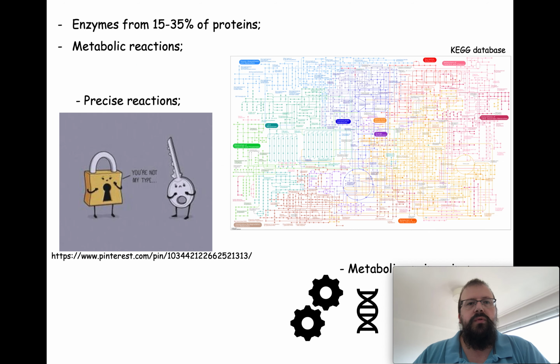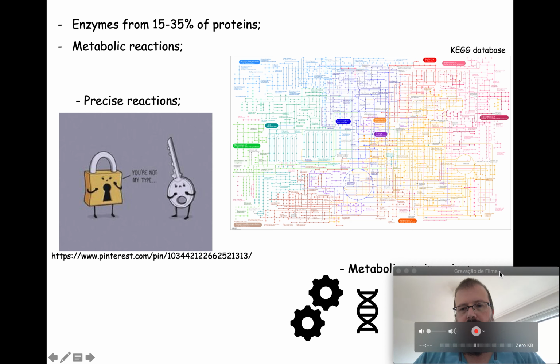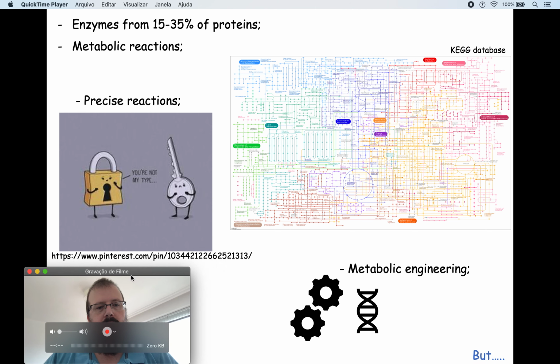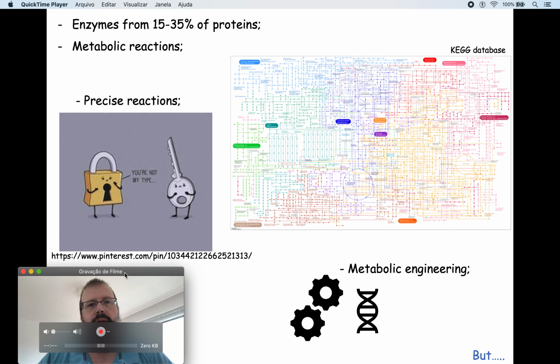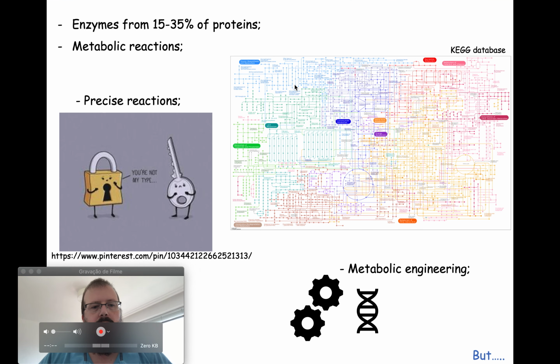And enzymes comprise a huge part of the proteins of a genome, of a species, ranging from 15 to 35% of the proteins. They work in most metabolic reactions, right? As we can see here in the KEGG pathway, for example.